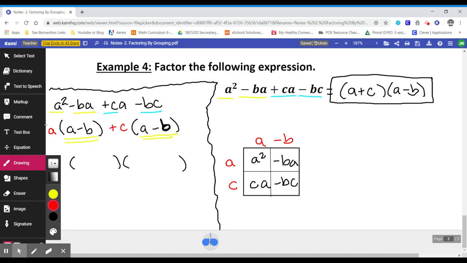To write the final answer, we group the red terms together, A and positive C. So I'm going to write A plus C. And then we group the terms that are underlined in yellow together, which is A minus B. So it is multiplied by A minus B. If you notice, it is the exact same thing as the answer that we have on the right-hand side when using the box. So either way you want to do it, it's fine by me. I just wanted to show you both different ways. That way, if you want to use this method better because you want to save some space on your paper, be my guest.